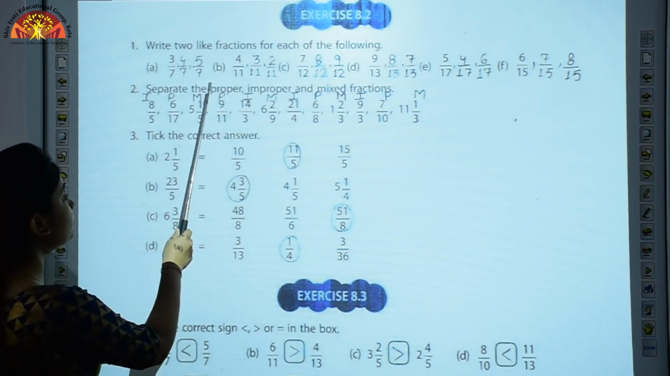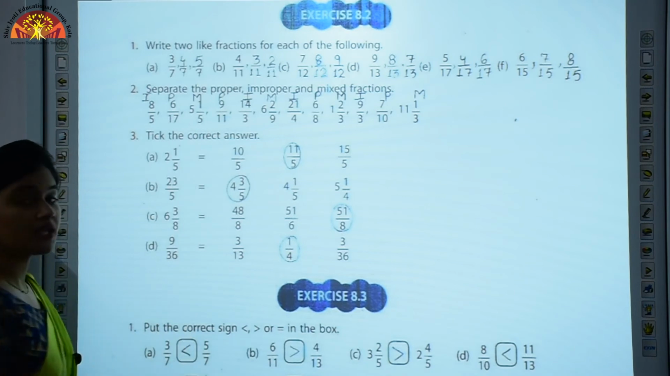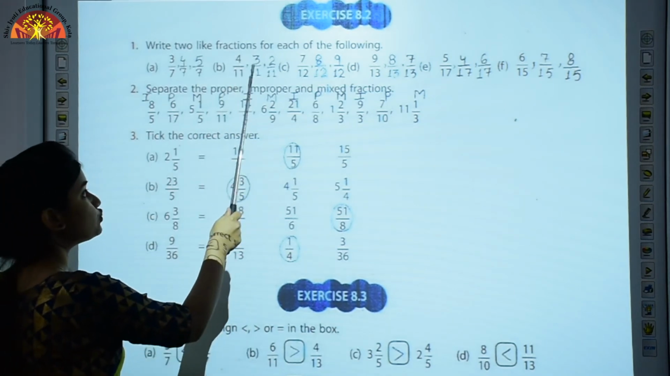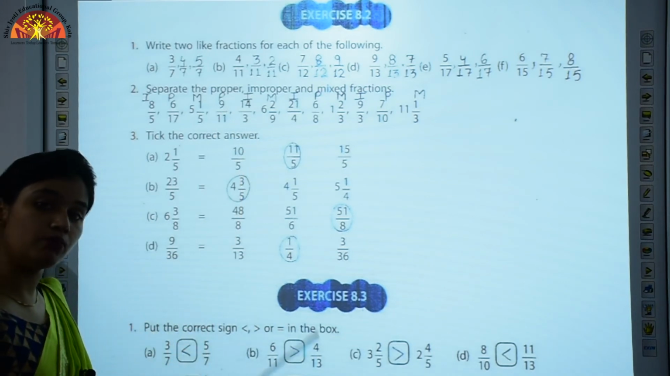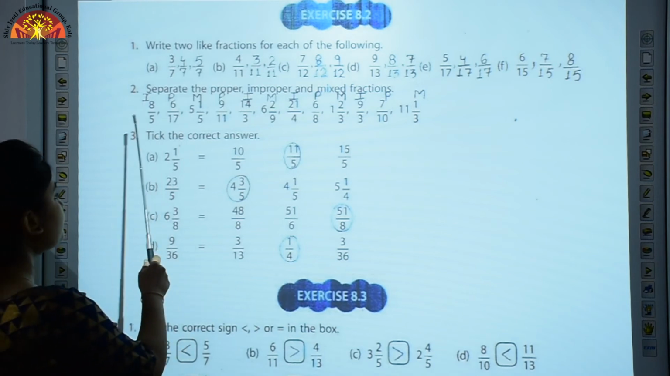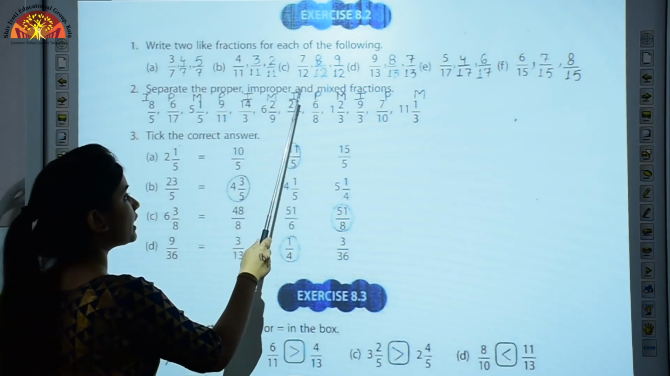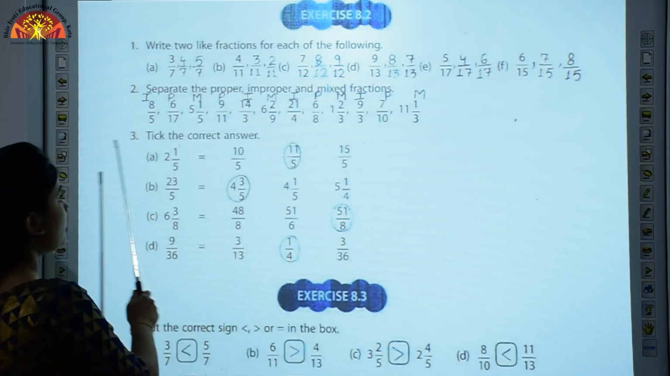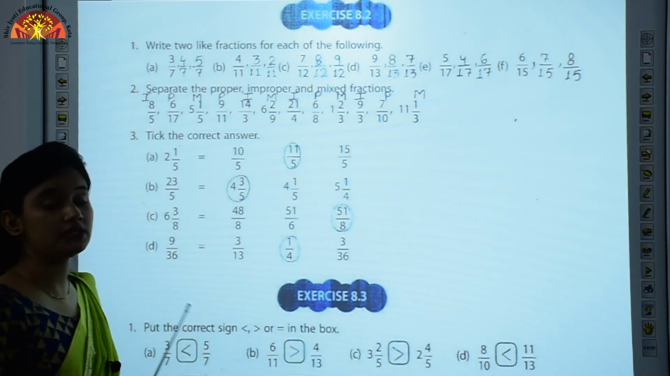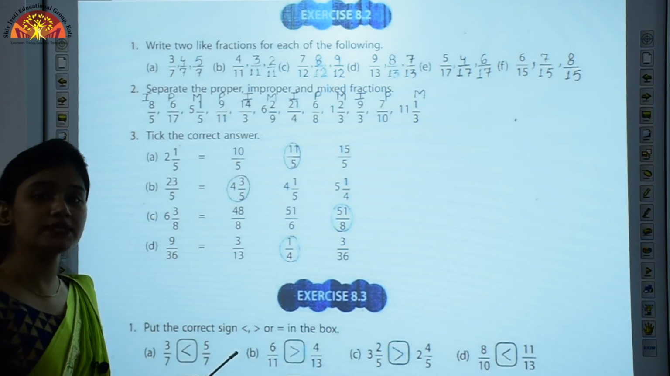Okay students, now the B part is 4 upon 11. So the like fractions are 3 upon 11, 2 upon 11, and you can find more like fractions. Now question number 2 is to separate the proper, improper and mixed fractions. Some fractions are given in this question and you have to find proper, improper and mixed fractions.